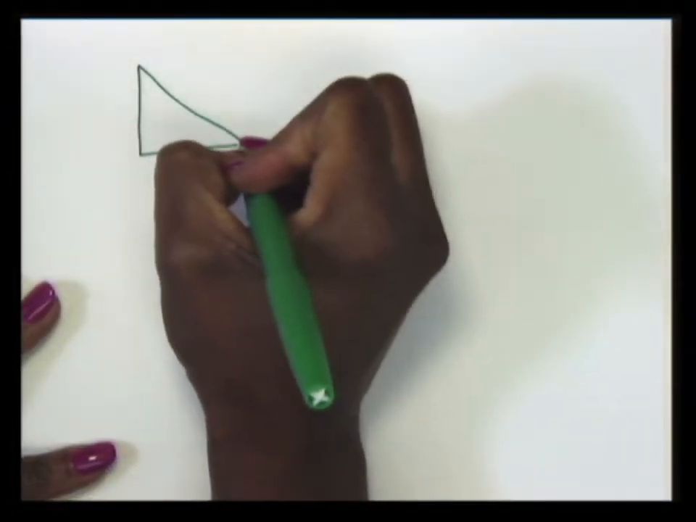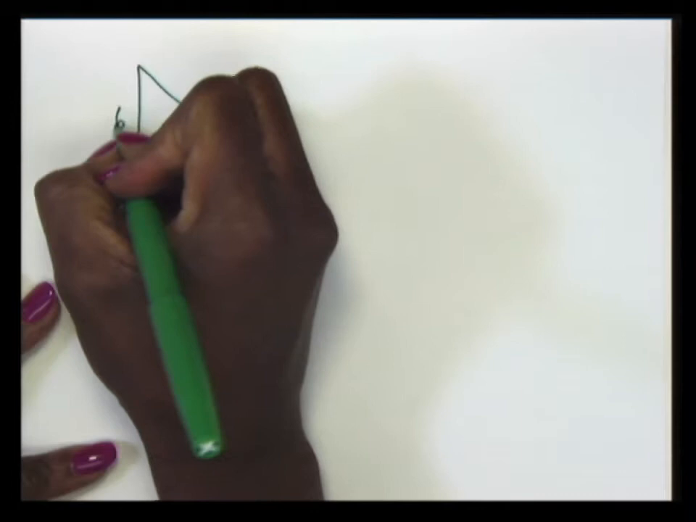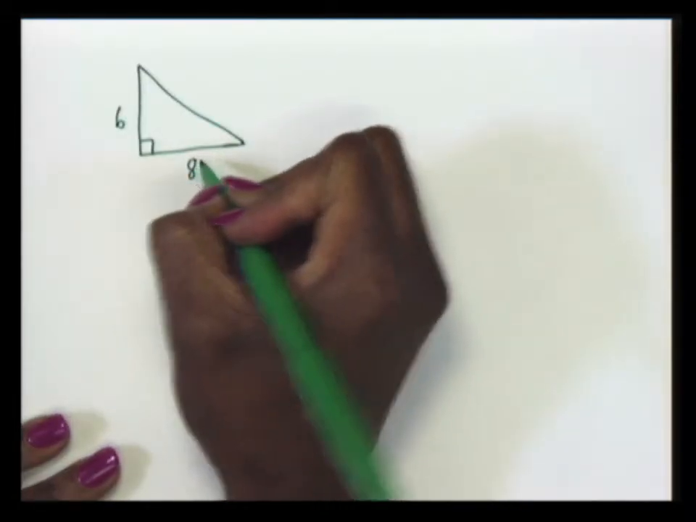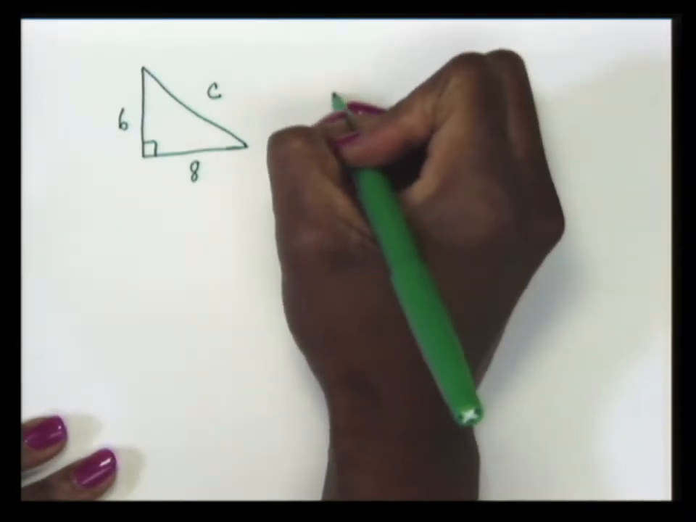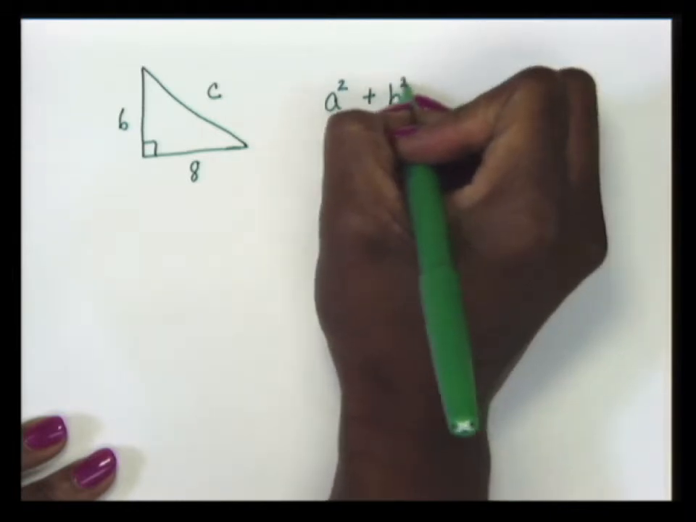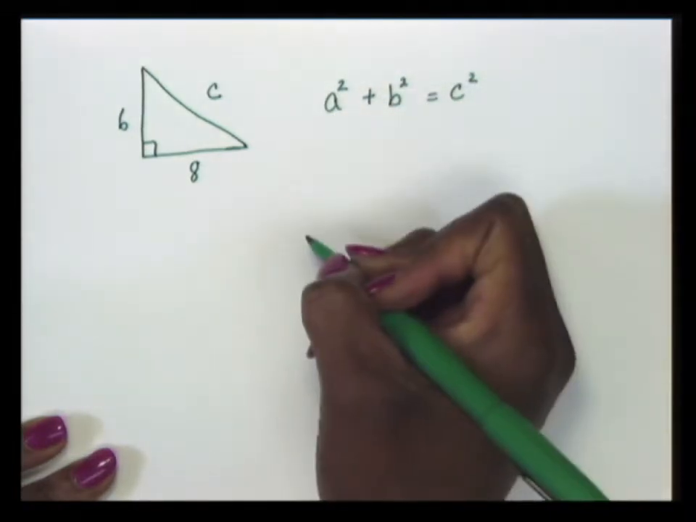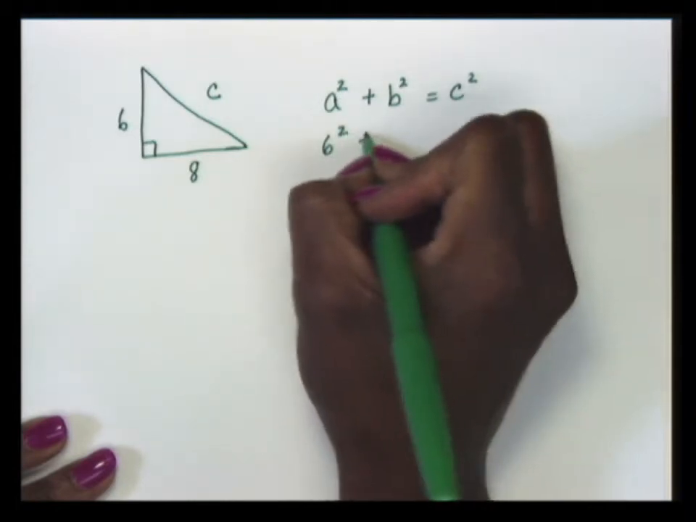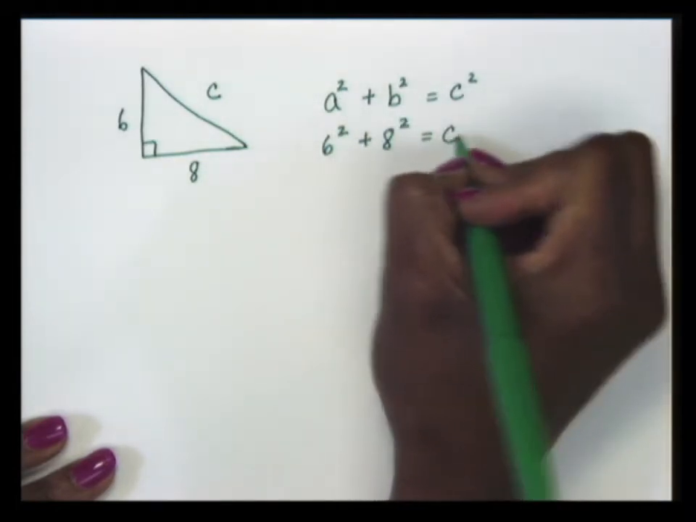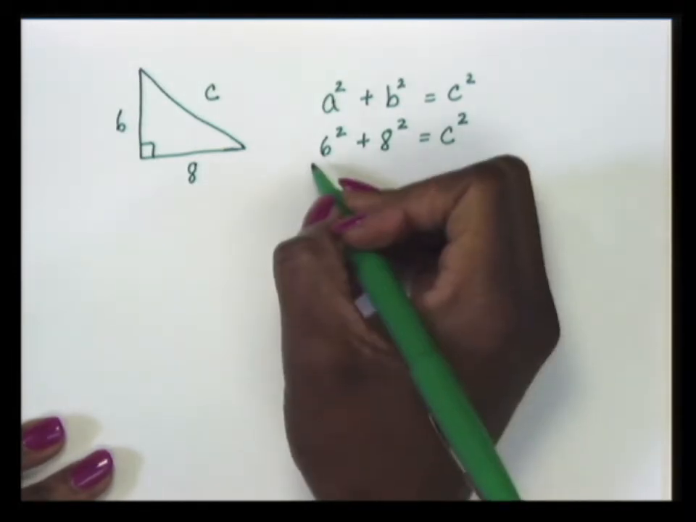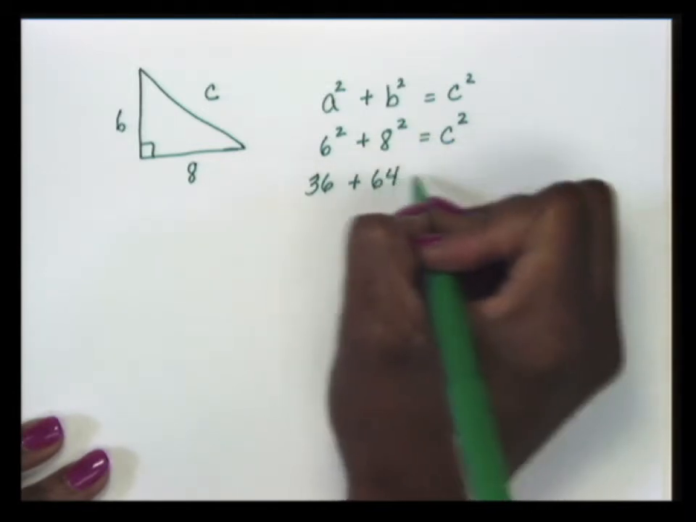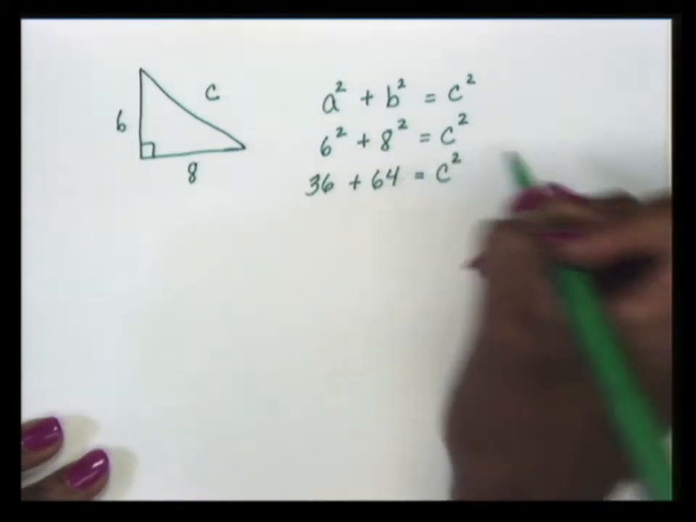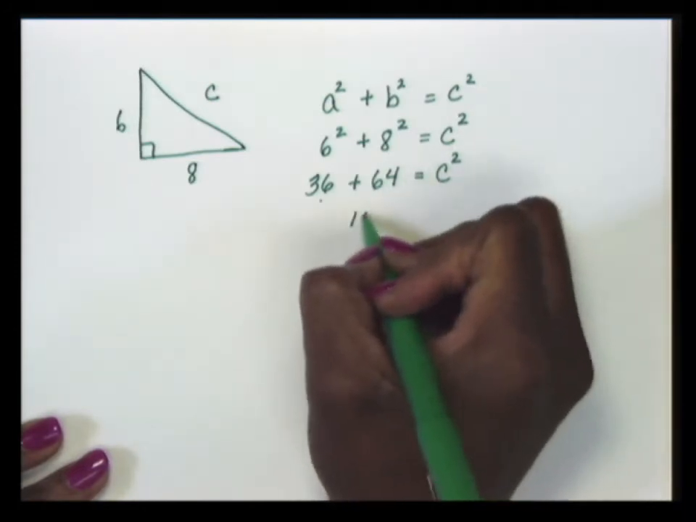In this right triangle, I have a leg of 6 and another leg of 8, and we're looking again for the hypotenuse. Remember, the formula is a squared plus b squared equals c squared. We have 6 squared plus 8 squared. Again, we're finding c. 6 to the second power is 36. 8 to the second power is 64. And then we have the c squared. 36 plus 64 is 100.